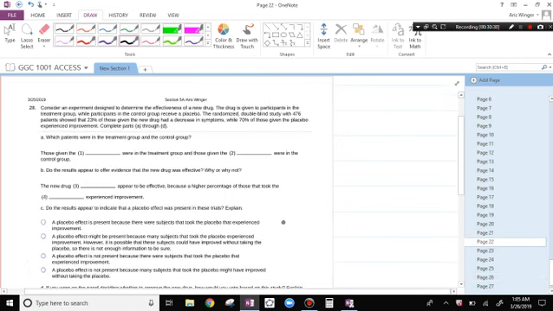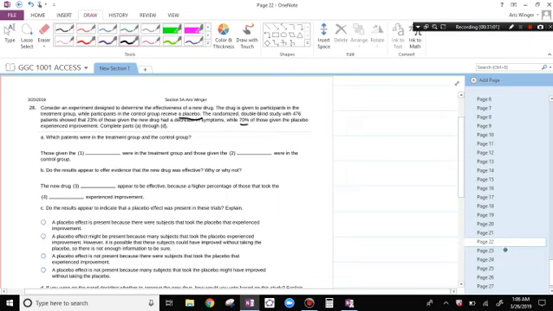Consider an experiment designed to determine the effectiveness of a new drug. The drug is given to participants in the treatment group, while participants in the control group receive a placebo, which means really nothing. The randomized double-blinded study with 476 patients shows that 23% of those given the new drug had a decrease in symptoms, while 70% of those given the placebo experienced improvement.